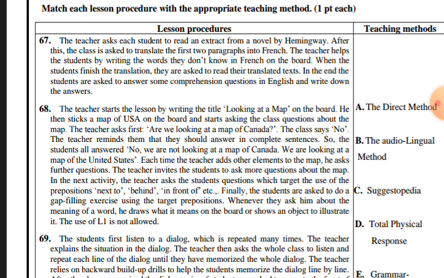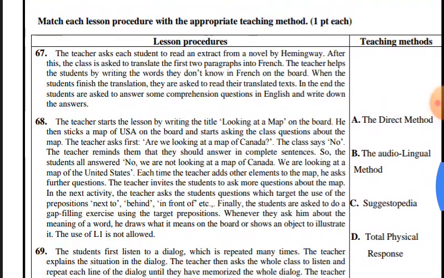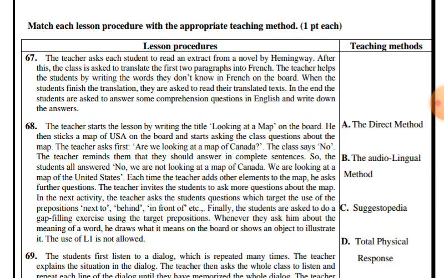So the first question, which is 67, the right answer is E. We have grammar translation method. The teacher asked students to read an extract from a novel by Hemingway. After this, the class is asked to translate the first two paragraphs into French. So here we have translation as a keyword.